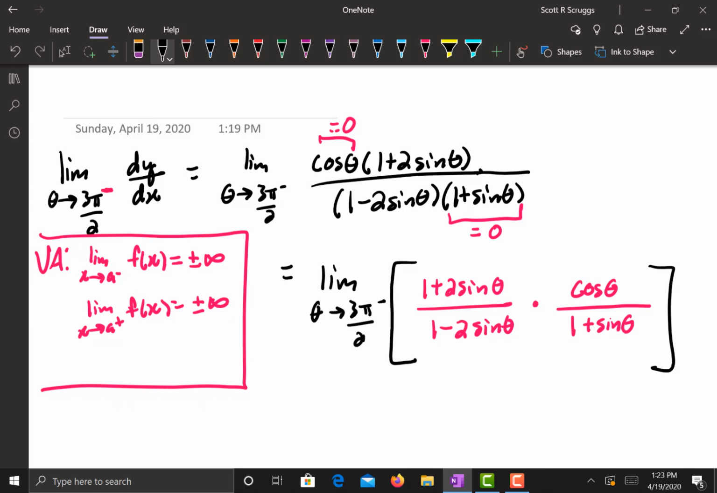Now, the reason why I grouped the 1 plus 2 sine with the 1 minus 2 sine, and the cosine with the 1 plus sine, is that if I plug in 3 pi over 2, I'm going to get a 0 over 0 here. But if I plug in 3 pi over 2 to the 1 plus 2 sine of theta over 1 minus 2 sine of theta, I'm not getting an indeterminate form, which means I could take a limit of that normally.